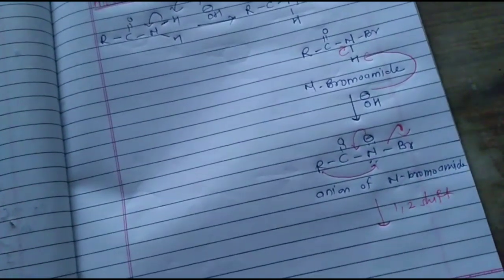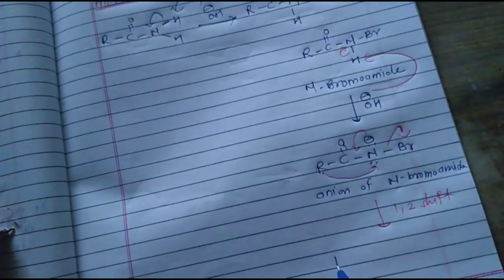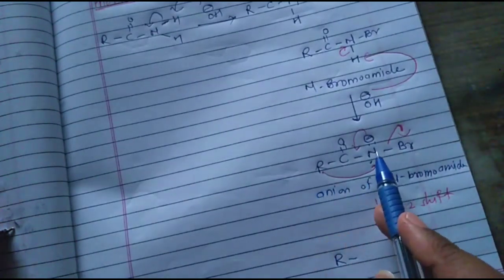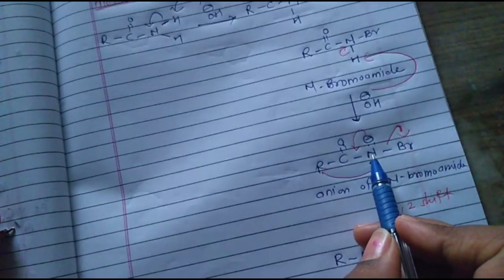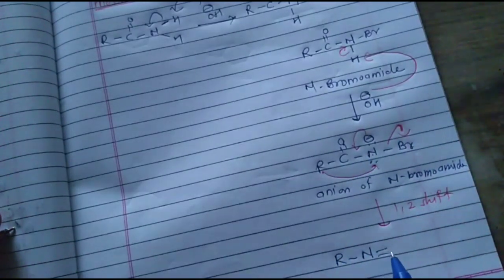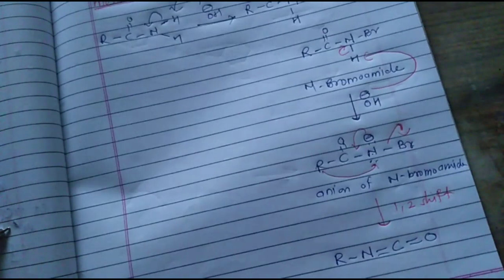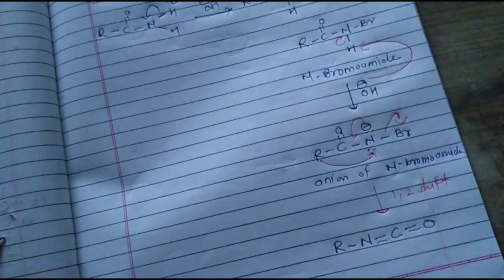Then how do we get the product? The R is rearranged to this nitrogen, the Br gets removed, the nitrogen forms a double bond with the carbon, and this carbon forms a double bond with the oxygen. This is called a nitrogen compound. Then after that, what happens?